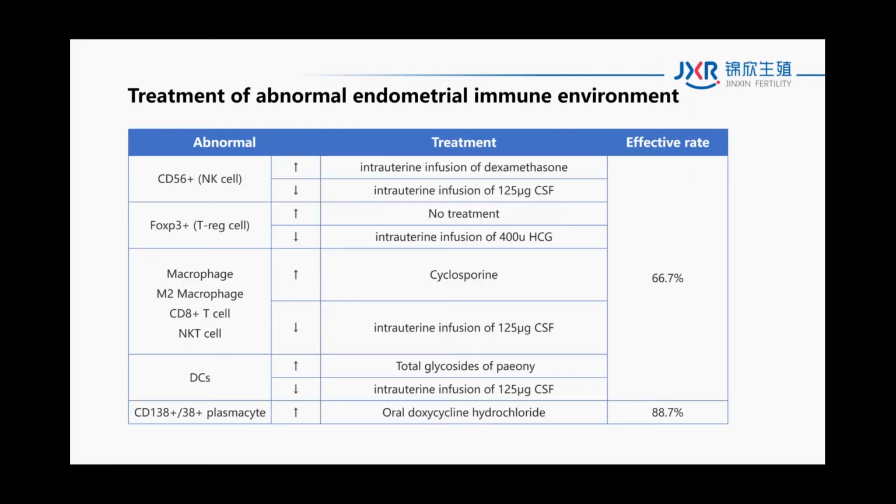But how do we treat the abnormal endometrial immune environment? We use intrauterine perfusion of G-CSF, HCG, dexamethasone, or immunosuppressants such as cyclosporine and methotrexate. The effective rate of our treatment was 66.7%, and the effective rate for endometritis was 88.7%.